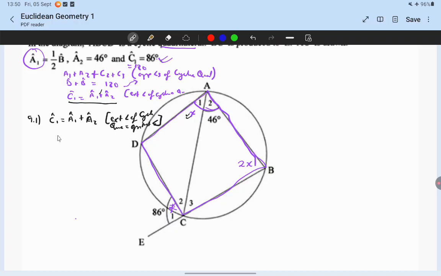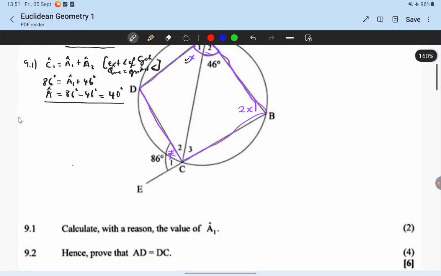Now you know what C1 is. C1 is 86. So our 86 will be equivalent to A1 plus our A2, which is 46 degrees. So now it will be simple to deal with A1. Our A1 will simply be 86 degrees minus 46 degrees, which is equivalent to 40 degrees. As simple as that. So now you're done with your first question, and it was just 2 marks.